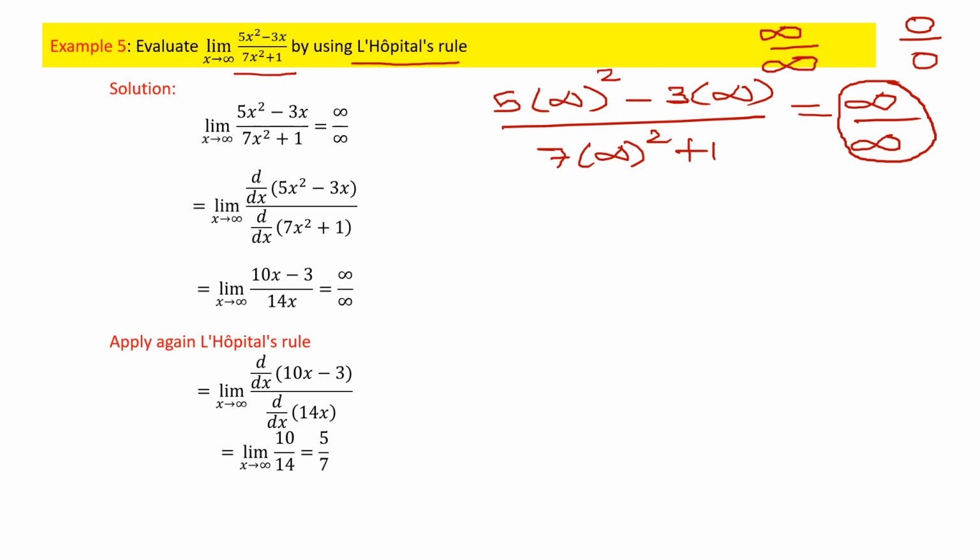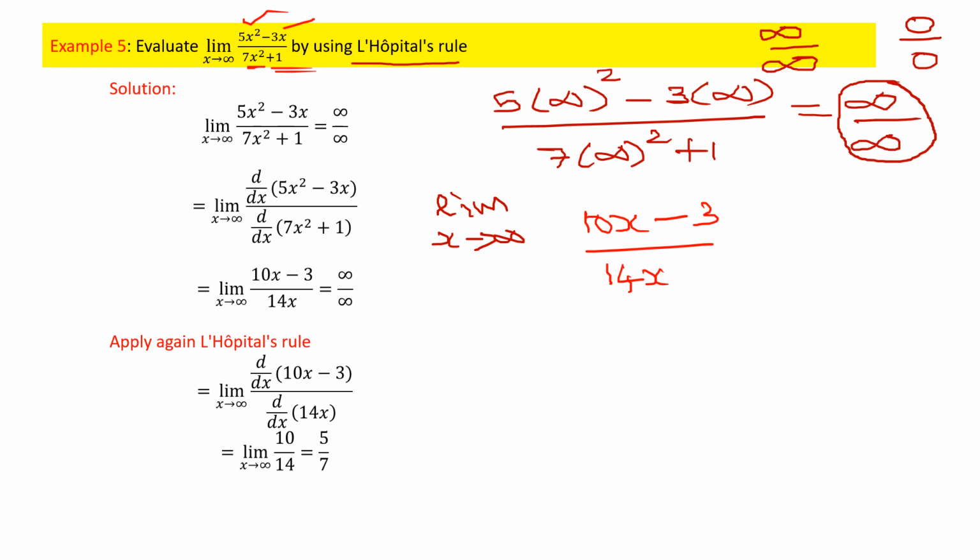So what is L'Hopital's rule? I have to differentiate the function. That is, I have to differentiate the numerator of the rational function separately, the denominator of the rational function separately. So let us differentiate the numerator first. We have 5x power 2 minus 3x. So the derivative of 5x power 2 is 10x, minus the derivative of 3x, which is 3, divided by the derivative of the denominator: 7x power 2 will be 14x, and the derivative of the next term in the denominator, 1, will be 0. So we have (10x minus 3) upon 14x.